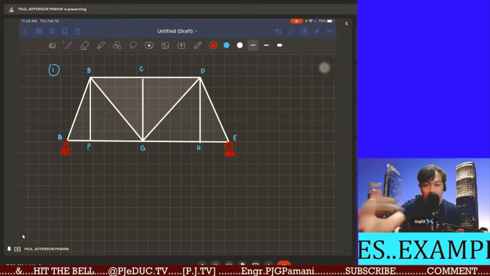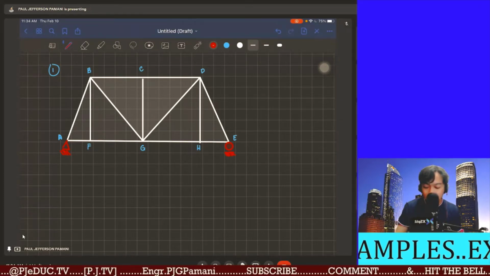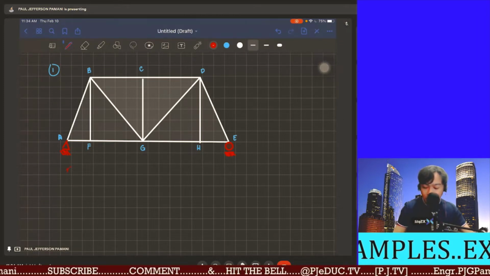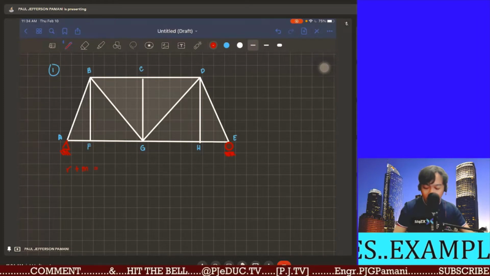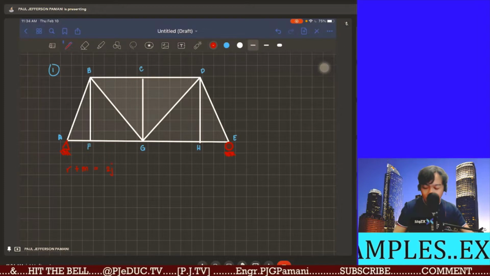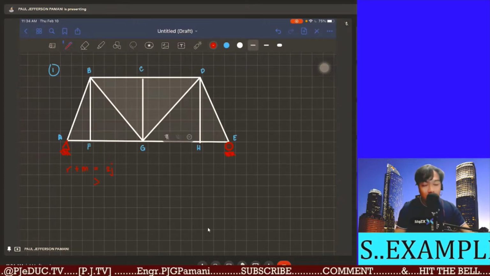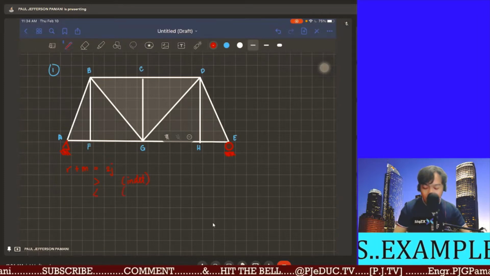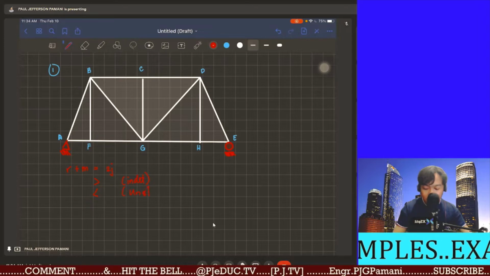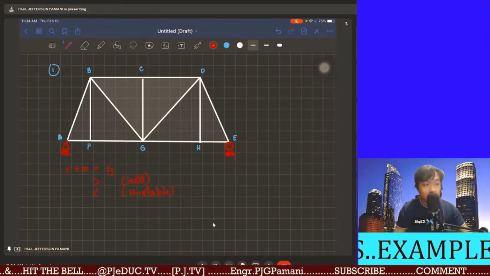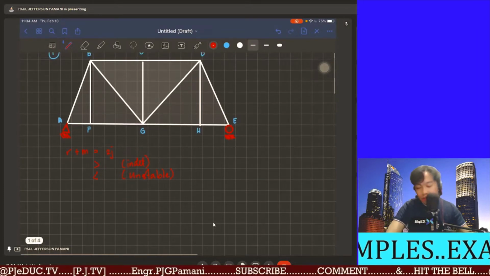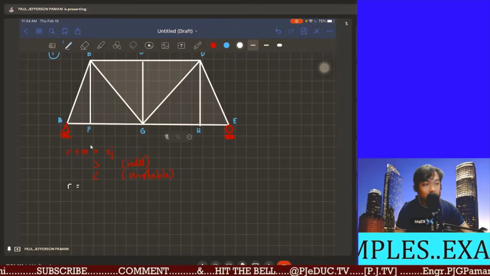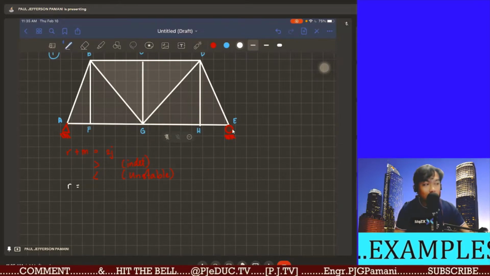Sige, recite. Wala. The number of reactions plus the number of members is equal to 2J. If that is greater than 2J, it gives us an indeterminate truss, but if it is less than 2J, we have an unstable truss system. So with that note, let's count the number of reactions within the given truss. What do we have? We have a hinge at joint A and a roller at joint E.